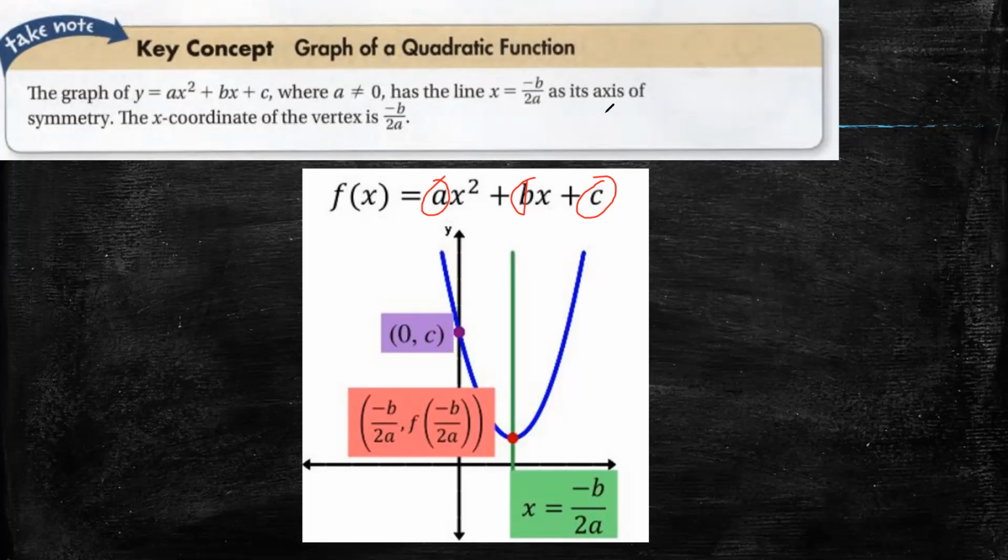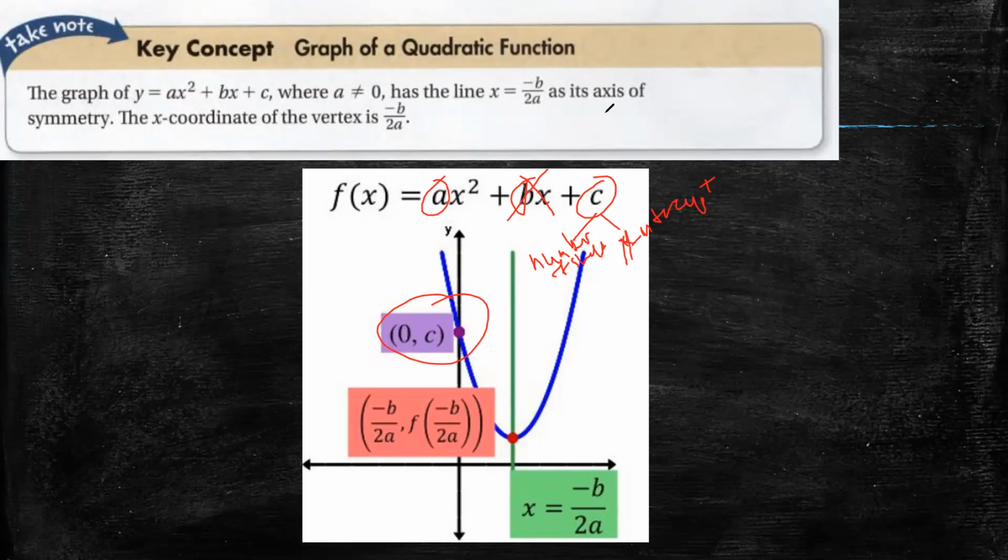And c can do two things. If there is no b, c tells me about the number of shifts, so it tells me about the vertex. And if there is b, c tells me about the y-intercept, which is this point here. So this is the quadratic function.